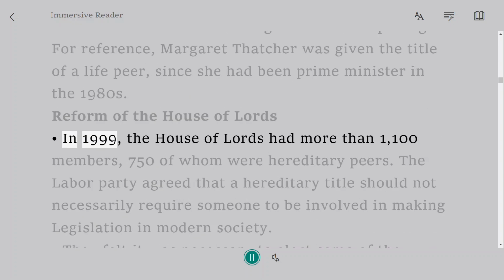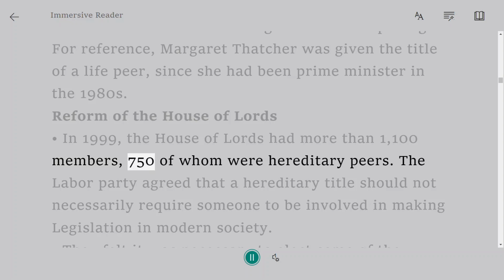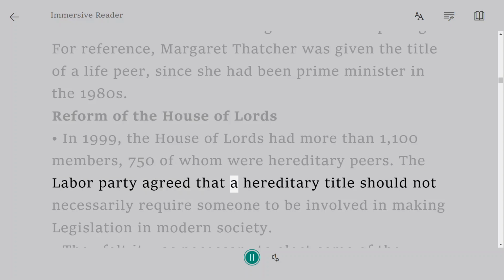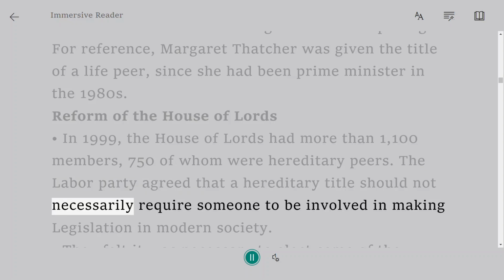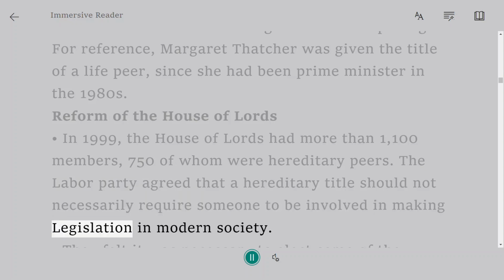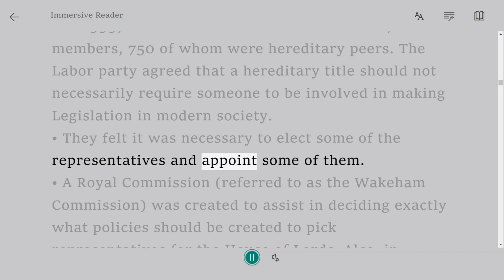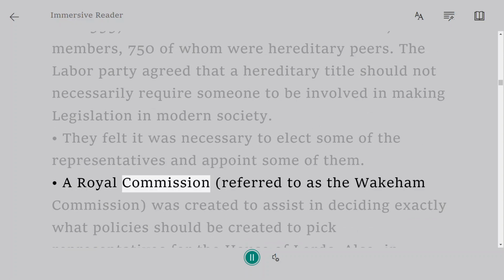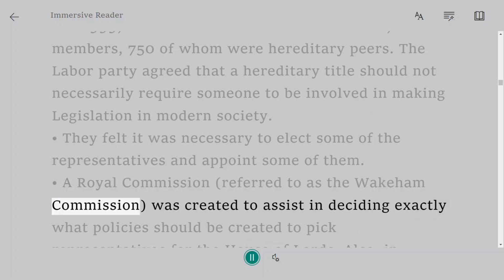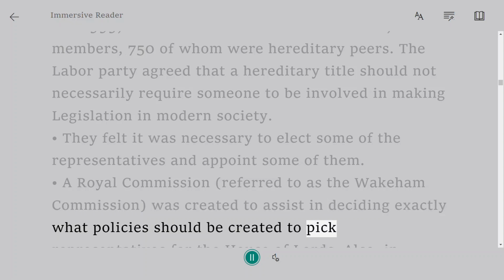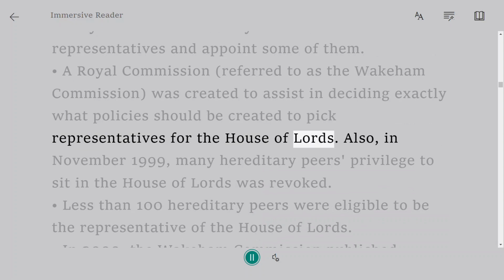Reform of the House of Lords. In 1999, the House of Lords had more than 1,100 members, 750 of whom were hereditary peers. The Labour Party agreed that a hereditary title should not necessarily require someone to be involved in making legislation in modern society. They felt it was necessary to elect some of the representatives and appoint some of them. A royal commission, referred to as the Wakeham Commission, was created to assist in deciding exactly what policy should be created to pick representatives for the House of Lords.